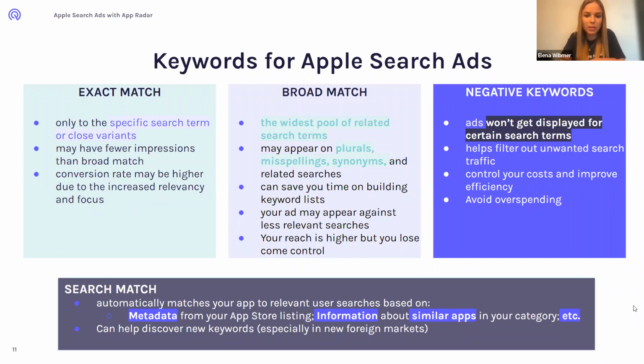And the other option, the search match, I highlighted in the beginning already. It automatically matches your app based on information that you have in your store listing, similar apps in your category, and other search data that might be relevant for your app. So it could help you to discover new keywords, especially when you are new in the market or new in certain markets and want to figure out some new options that you might not have considered before.